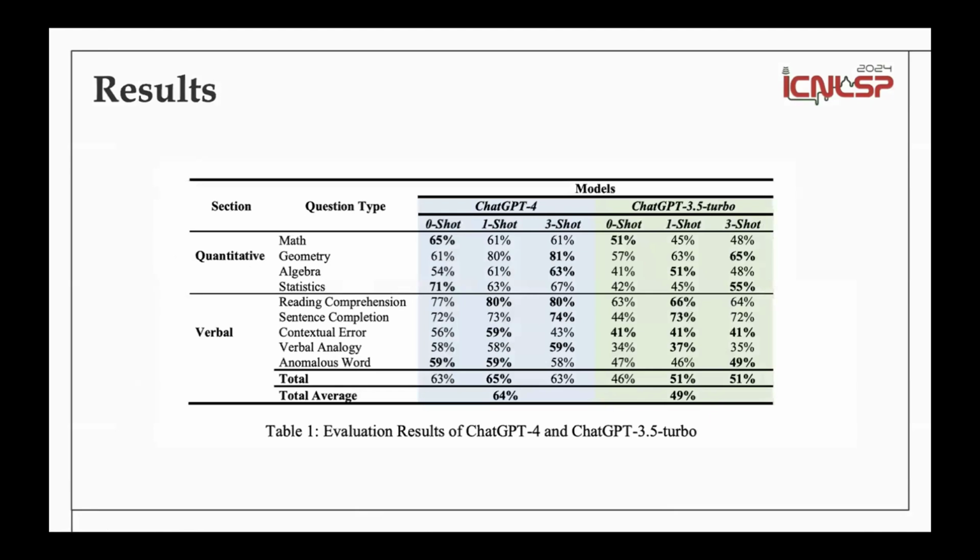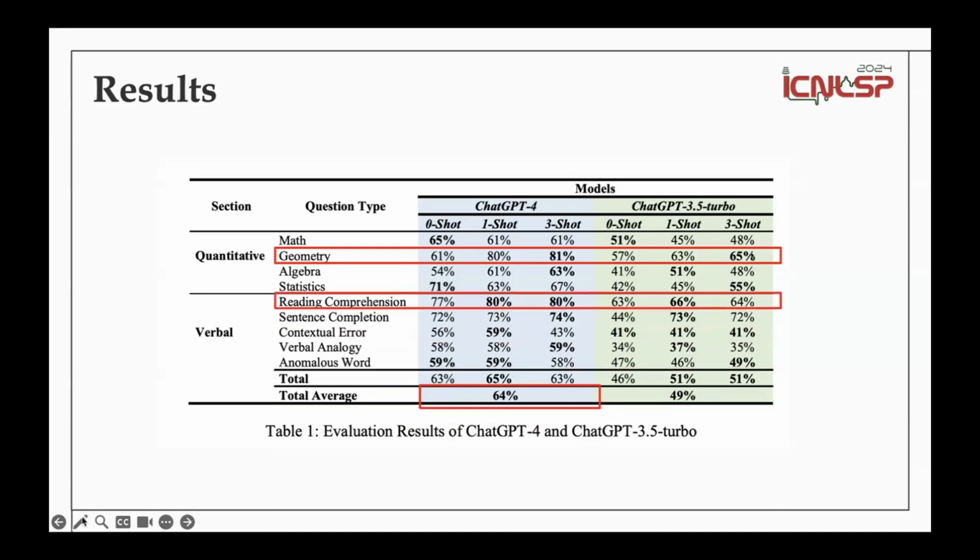So for the results that we have obtained, I would like to highlight some things that we found out. ChatGPT-4 actually performs much better than ChatGPT 3.5 in all question types and all tasks. Specifically focusing on the quantitative section, we noticed that ChatGPT-4 performs better in the 3 shot settings in the geometric questions, and ChatGPT 3.5 Turbo as well. For the verbal section, we noticed that both models performed really well in the reading comprehension. The reason behind that is that the model is given a passage and the questions are regarding this passage. So this influenced the results of both models.